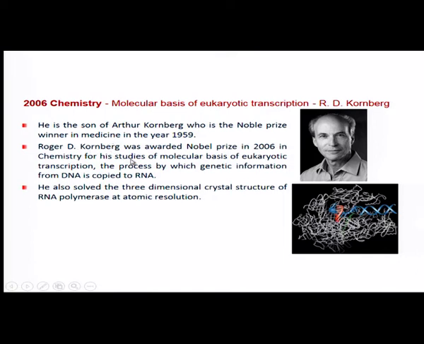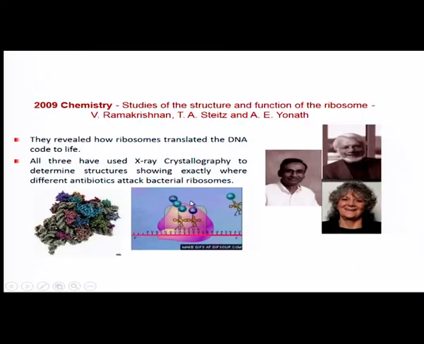Roger Kornberg was awarded the Nobel Prize in 2006 in chemistry for his studies of the molecular basis of eukaryotic transcription, the process by which genetic information from DNA is copied to RNA. It is a fundamental problem. He also solved the three-dimensional crystal structures of RNA polymerase at atomic resolution, nearly higher than 1.5 angstrom, and so on.